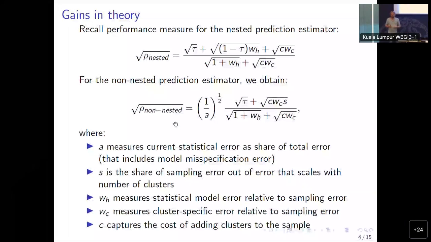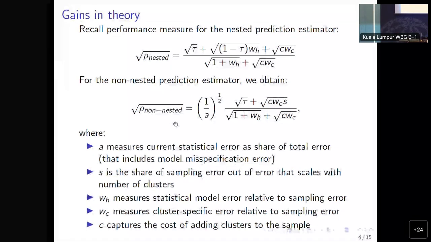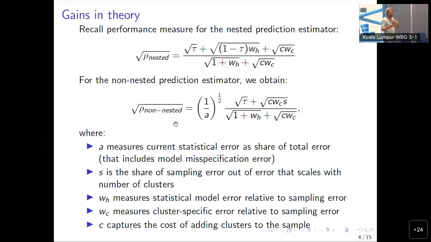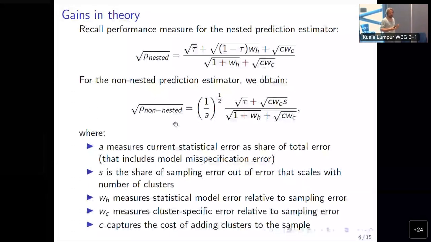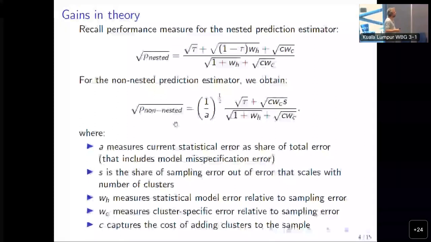Okay. Right? So it's exactly to what extent that model misclassification error becomes an important driver of the overall precision in the non-nested prediction method, then A is low. If it's all sampling error, that can be averaged out by just collecting more covariates, and this model misclassification error makes a marginal contribution to that estimator, then A will be large.